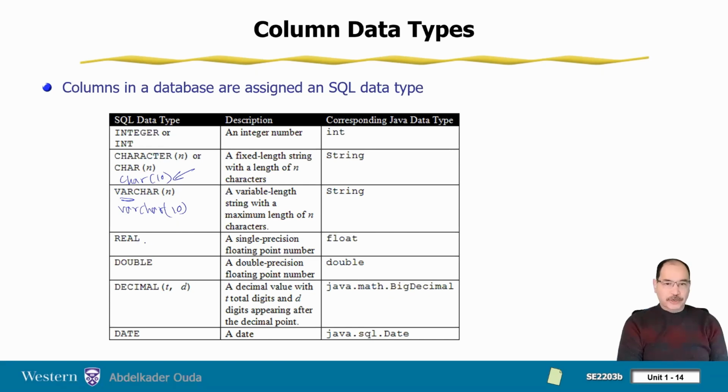We have also real to represent floats and double. So we have 2 different equivalents to float and double. And we have also here decimal. This represents what we call big decimal. If we need to represent something more than 32 bits or 64 bits, then we use the type decimal.